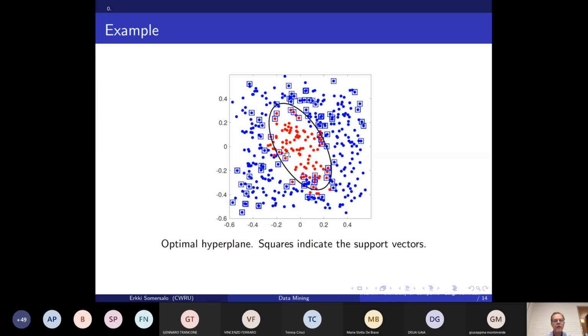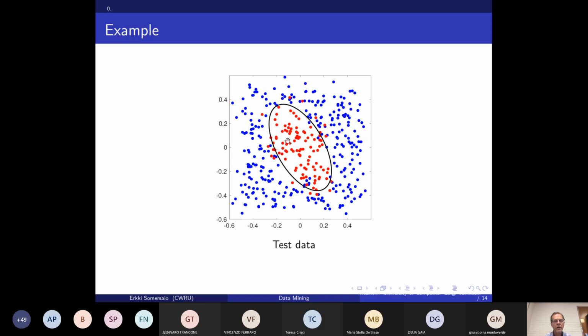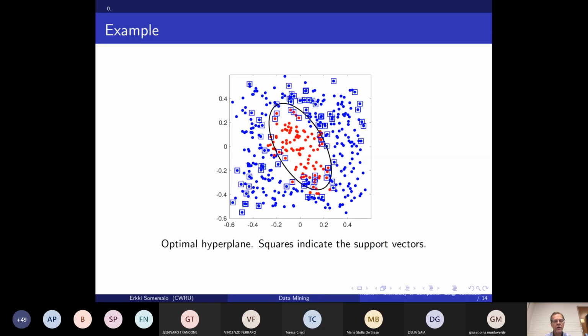What is remarkable here is that the overall classification is pretty much what I wanted. This is the truth, and this is the classification. There are rather few misclassified points here. This is an example of how this support vector machine works, and you really can see how this kernel extension helps you to generalize the algorithm from the very restrictive case of linearly separable data to more generic cases.